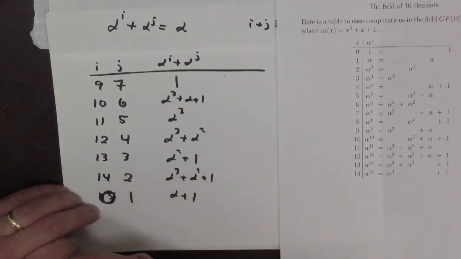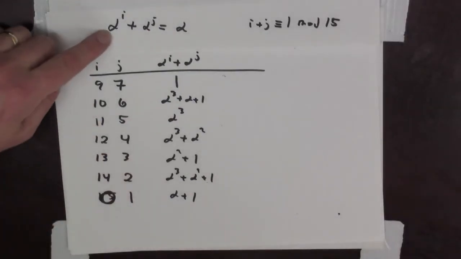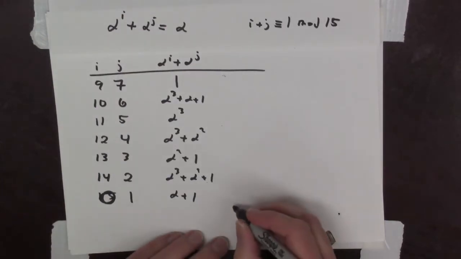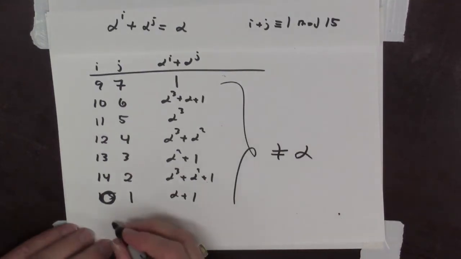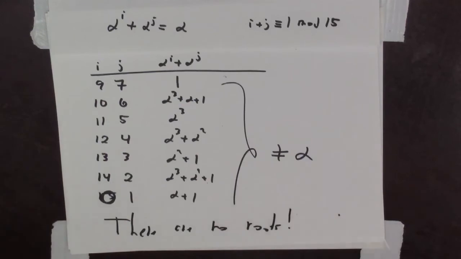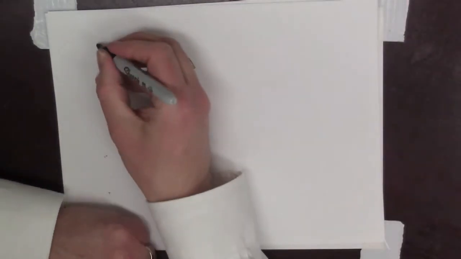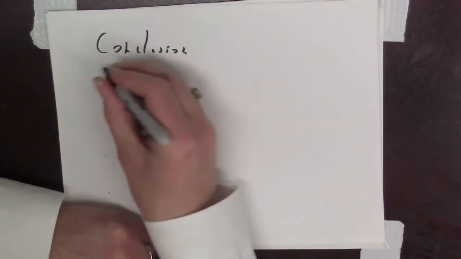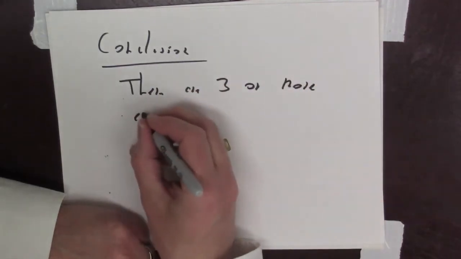Big disappointment, of course, at this point. Namely, the thing we're looking for, alpha to the i plus alpha to the j equal to alpha, there's no root here. All of them are different from alpha. So the conclusion is, there are no roots. You say, but you promised that we can correct 2 errors. Yeah, I say, that's true. But here's a case where the conclusion is there are 3 or more errors.